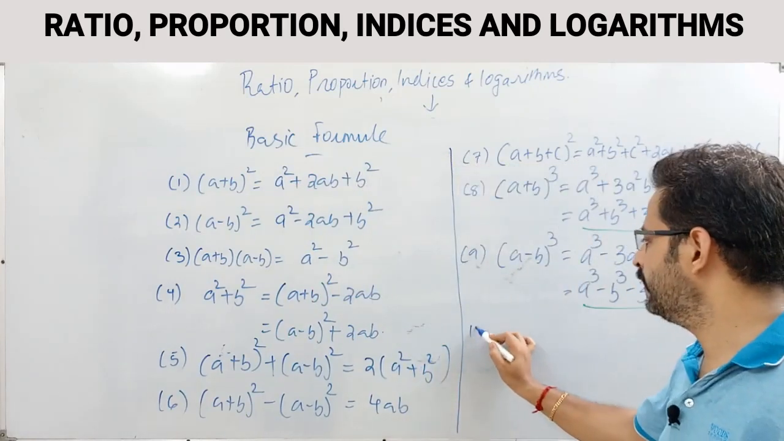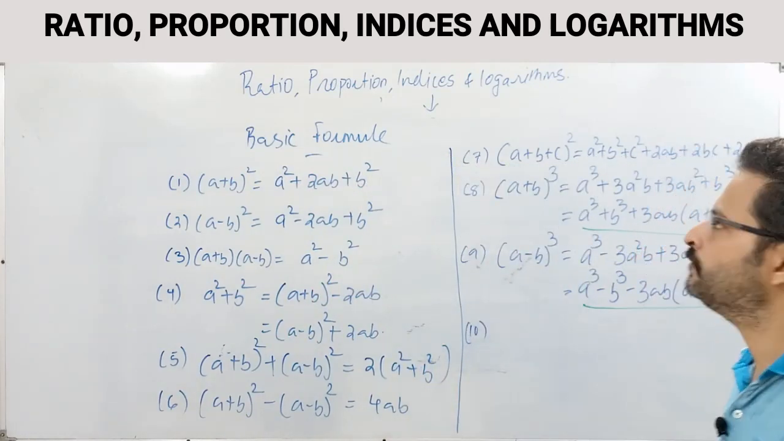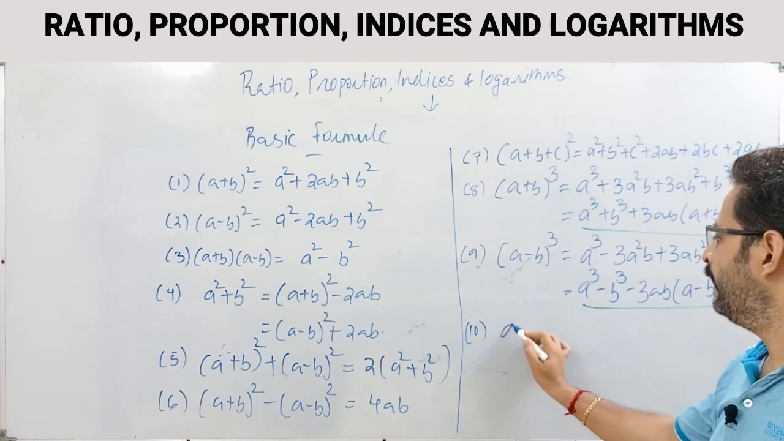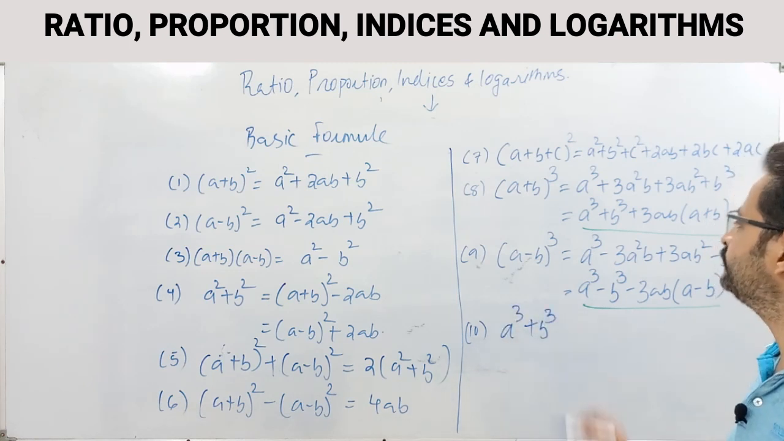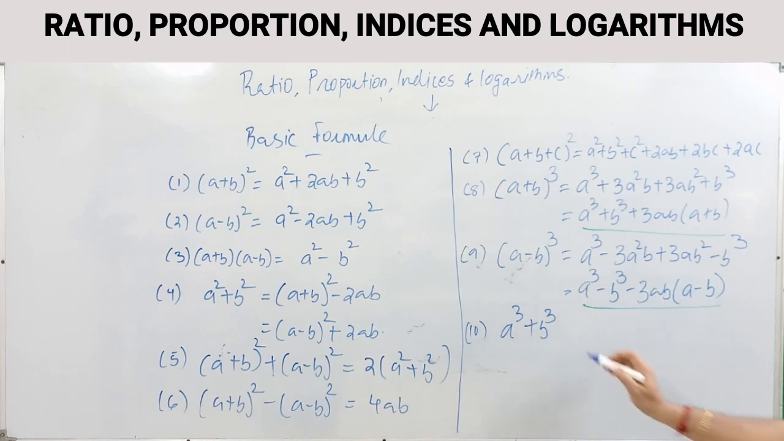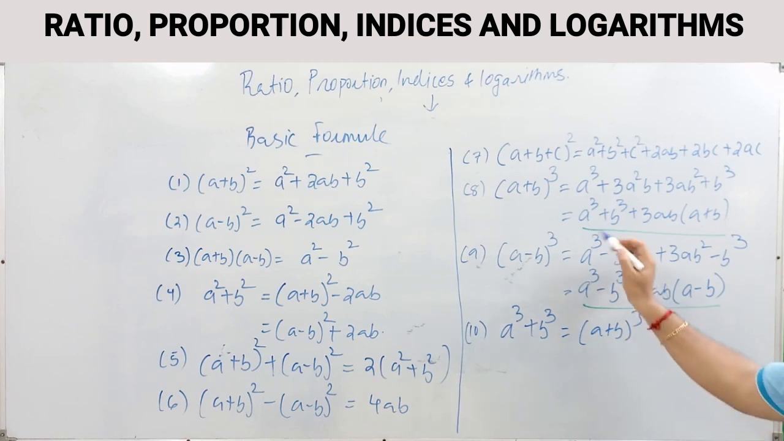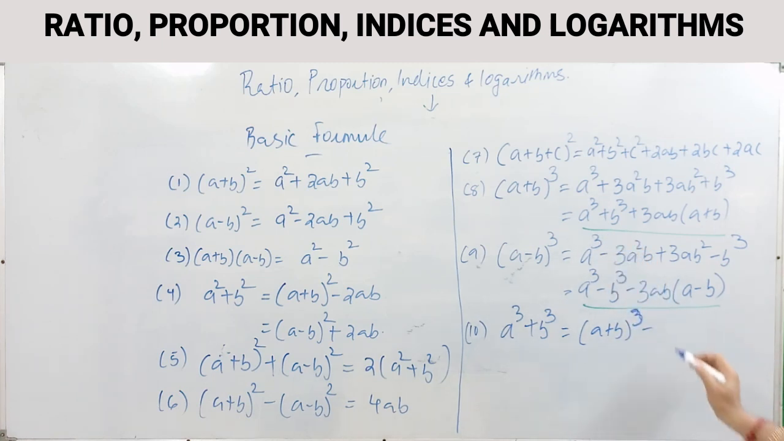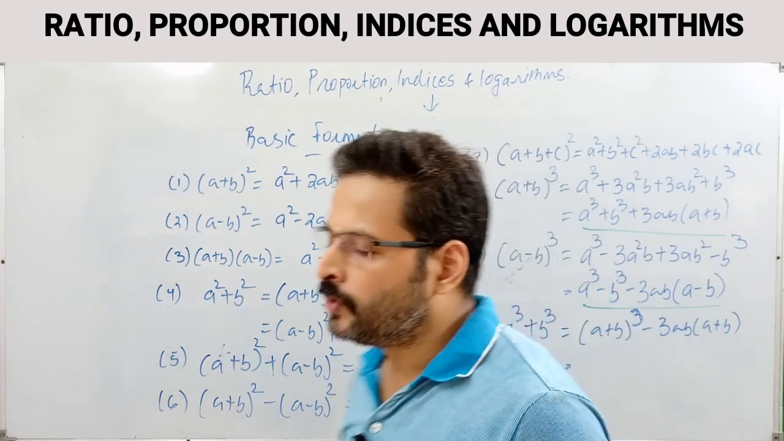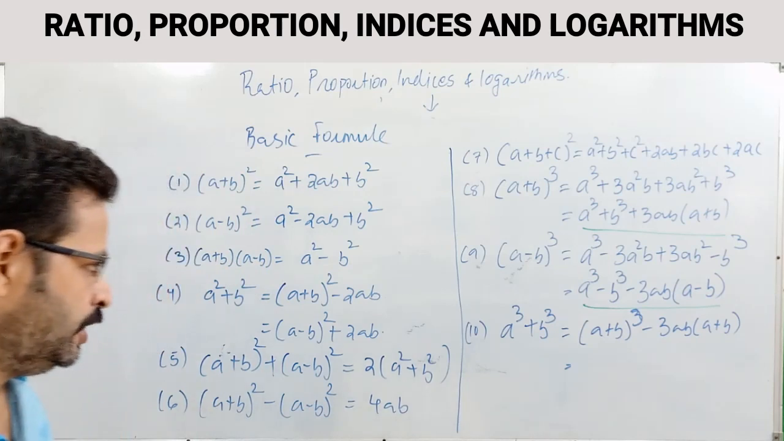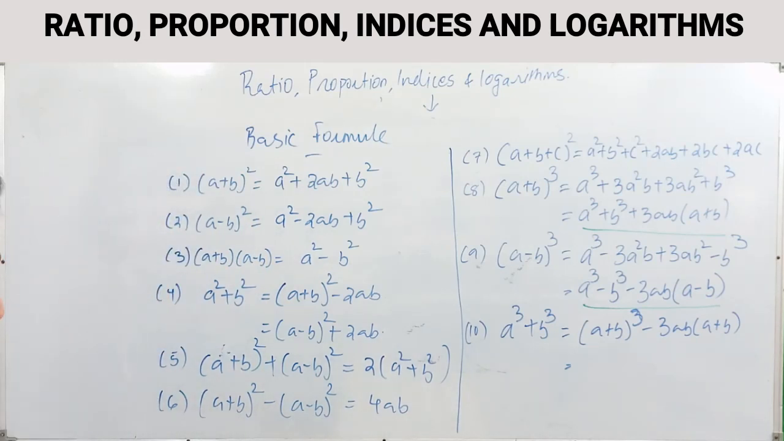Then next one, 10th one, formula for finding A cube plus B cube. From this we can write it as (A plus B) the whole cube minus 3AB into (A plus B). Or one more formula is there for A cube plus B cube that is useful for finding solutions for some problems.